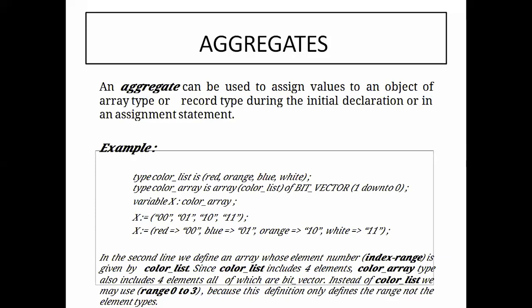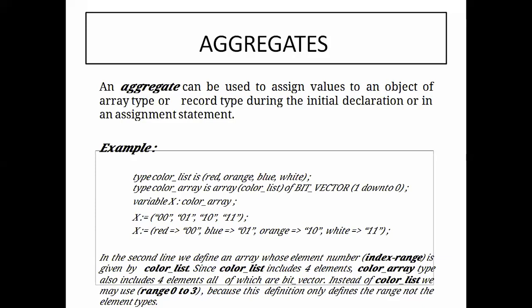You know, an array is a group of the same type of element, whereas a record is a group of different types of element. So to assign certain values to either an array type or a record type, you can use this aggregate type of operand.